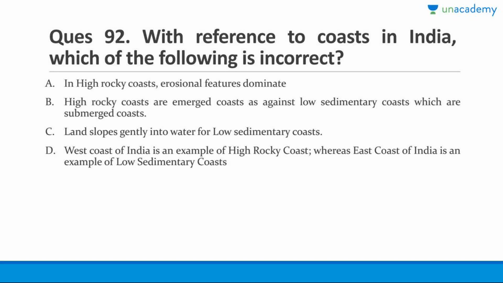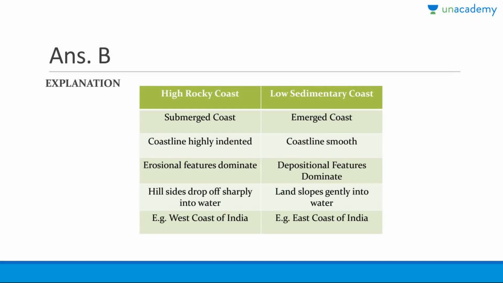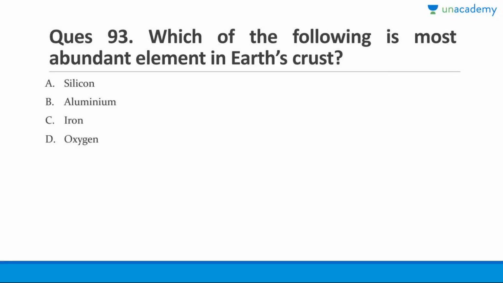Question 92. With reference to coasts in India, which of the following is incorrect? In high rocky coast, erosional features dominate. Correct. High rocky coast are immersed coast as against low sedimentary coast, which are submerged coast. No, this is reversed. Low sedimentary coast are immersed coast. Okay, so answer here is B. This is incorrect. The rest of these statements have to be correct. So high rocky coast are submerged coast, while low sedimentary coast are immersed coast, and you can read more difference here.